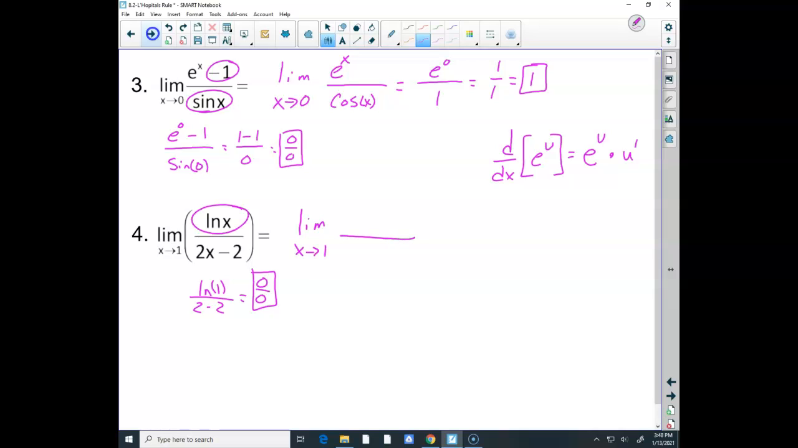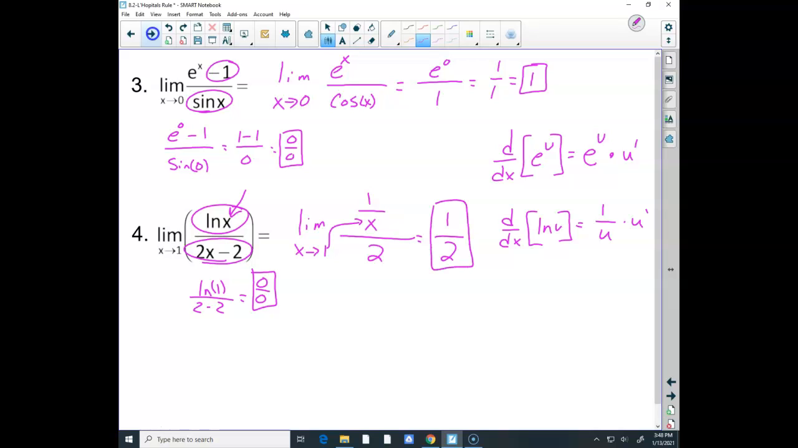What is the derivative of ln x? Well, d/dx of ln u, remember, is 1 over u times u prime. It's the derivative of my something over my something. And then the derivative of my bottom is 2. I don't even have to simplify this. I can plug my 1 in. Well, the numerator, 1 over 1, that's 1 over 2. Looks like my limit is a half.